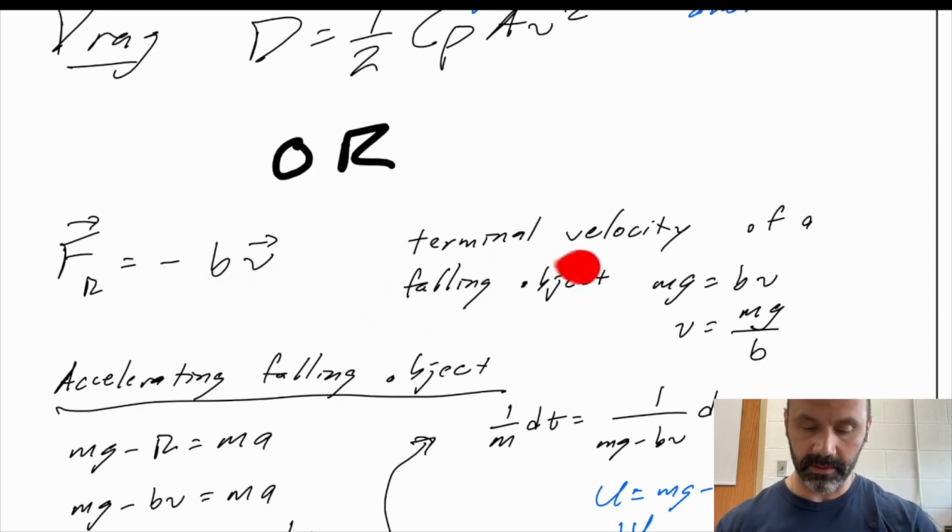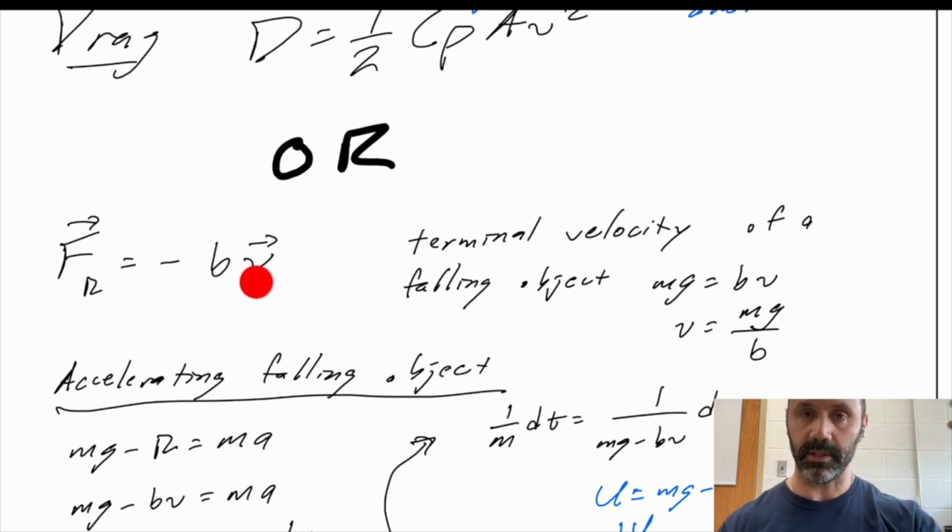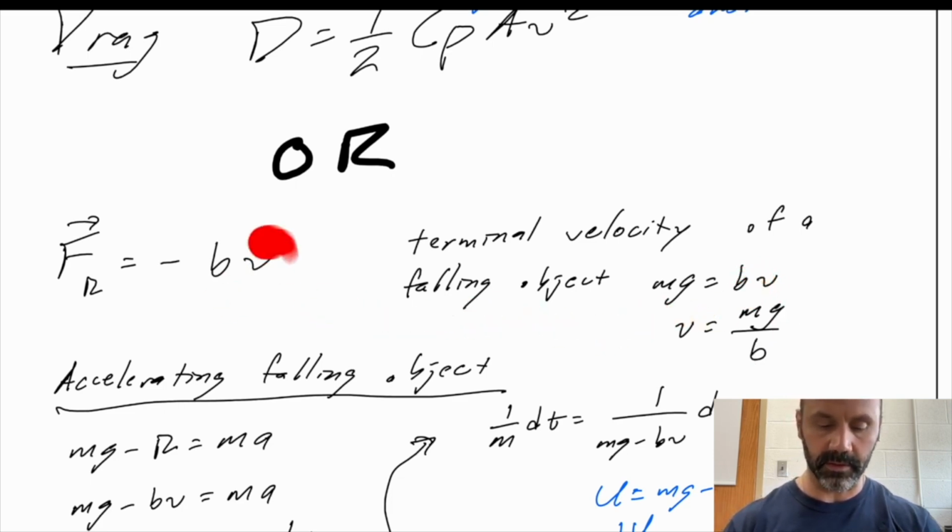If you have a falling object, then the terminal velocity, in that case, mg, right, the resistive force is equal to negative bv. The resistive force and the gravitational force equal each other. If we set them equal to each other, then v equals mg over b. This is how you find the terminal velocity of an object, where the resistive force is governed by this type of function.